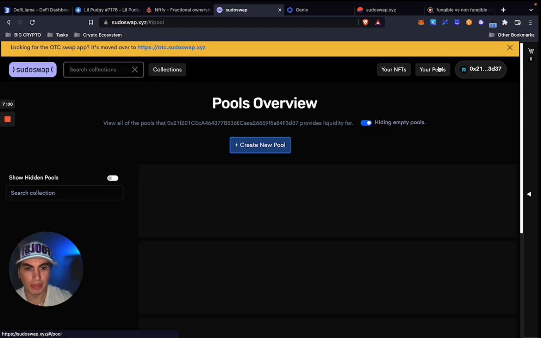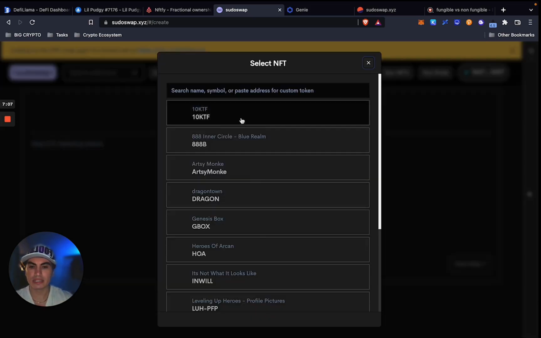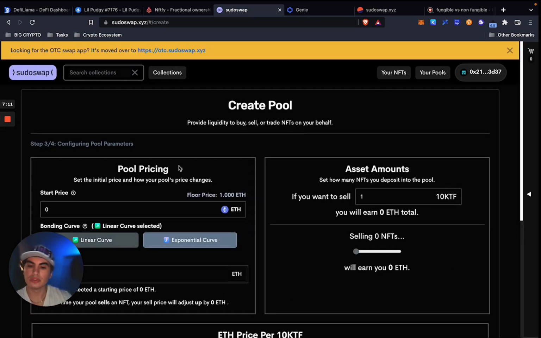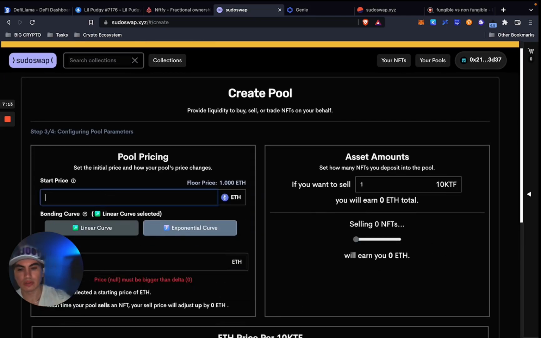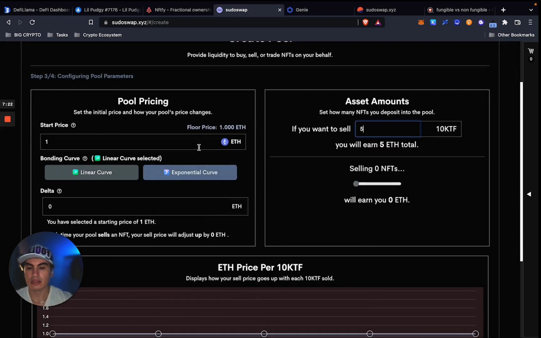Now, if you go back to here, you can do the same thing for selling, right? So let's say you want to sell 10K TF for ETH. You do the exact same thing. So let's say the floor price is there as a 1, and you want to match this floor price, and you want to sell 5 of them. And I'm just giving these easy example numbers just to go along with it.